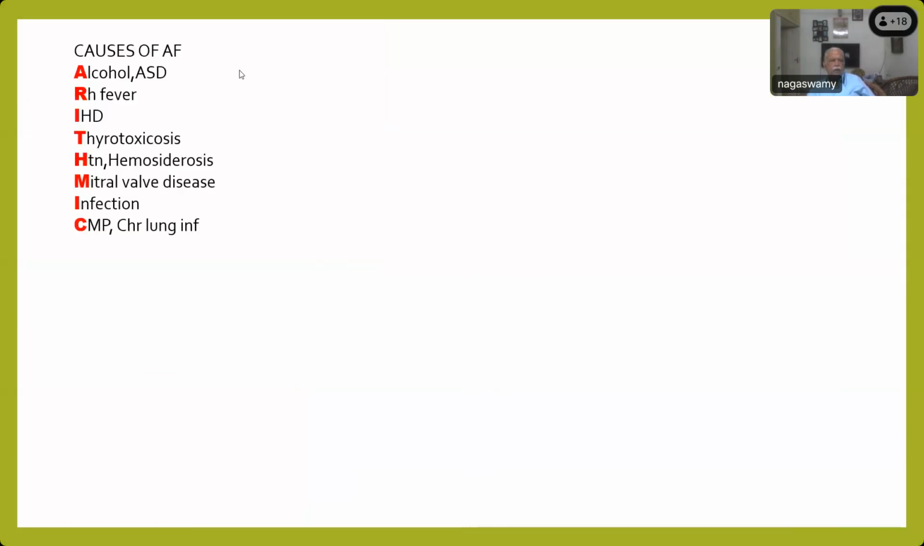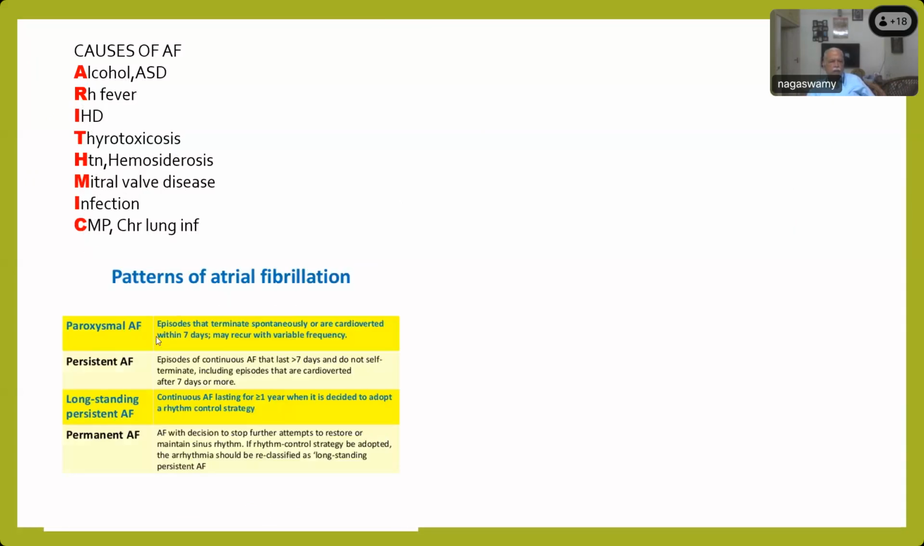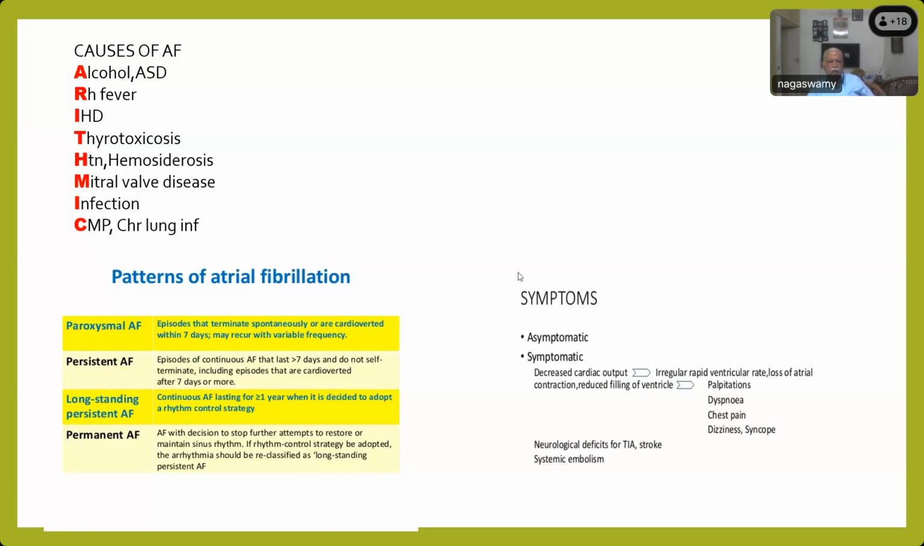And the causes of atrial fibrillation, this is the mnemonic that you can remember: alcohol, ASD, rheumatic fever, ischemic heart disease, thyrotoxicosis, hypertension and hemosiderosis, mitral valve diseases, chronic infections, and cardiomyopathy and chronic lung infections. So these are the things that you can remember as causes. And patterns are paroxysmal, persistent, long-standing persistent, and permanent AF. And there is also a condition called lone atrial fibrillation.